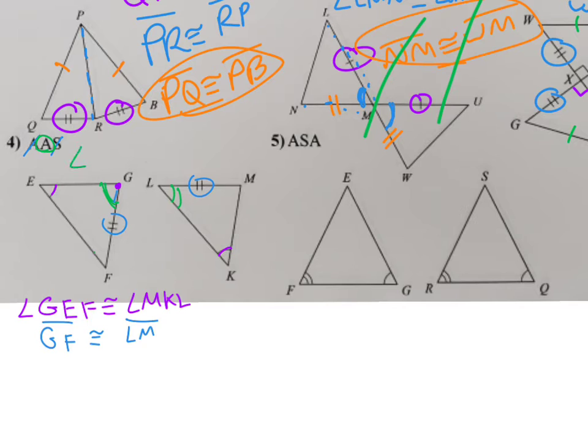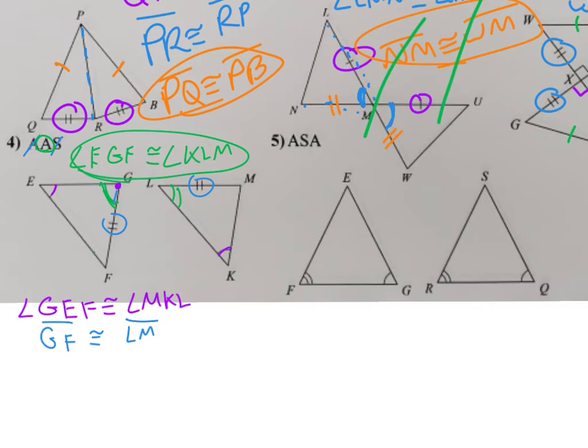All right. So I'm going to add one more line. We're going to say angle, and this is the line you need. This is the line that you weren't given. Angle EGF is congruent to angle KLM. So this is the line you're looking for.